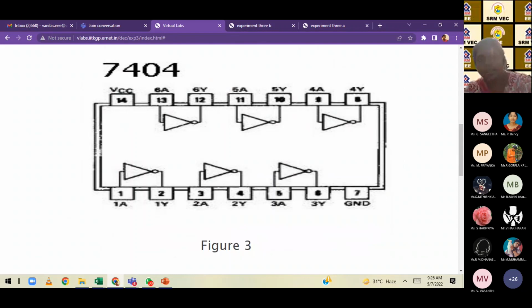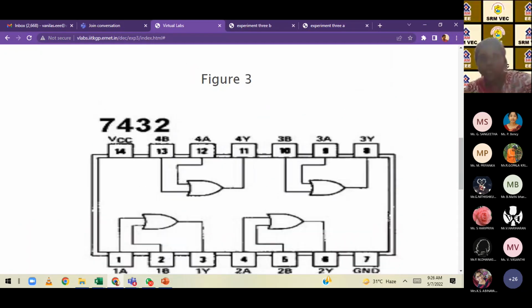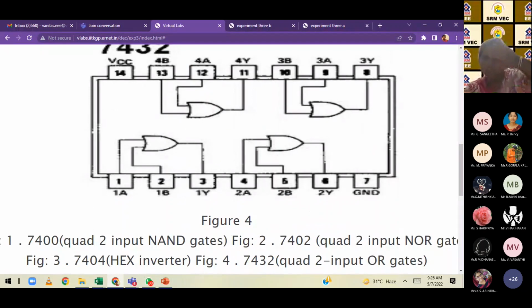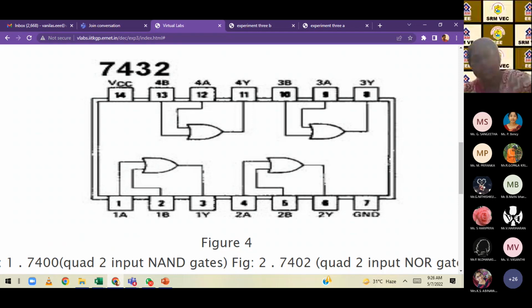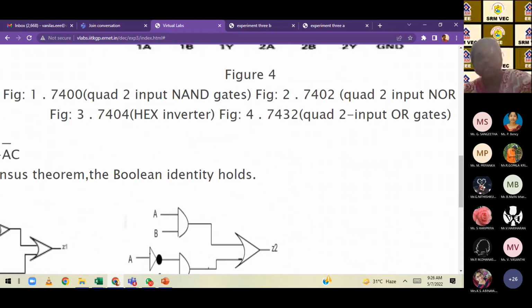Next is 7404. The 7404 is for the NOT gate. It is also a 14-pin IC, with one input and one output. Next is 7432. This 7432 is nothing but a two-input OR gate. You can see that two inputs can be taken and there is one output, and it has 14 pins.